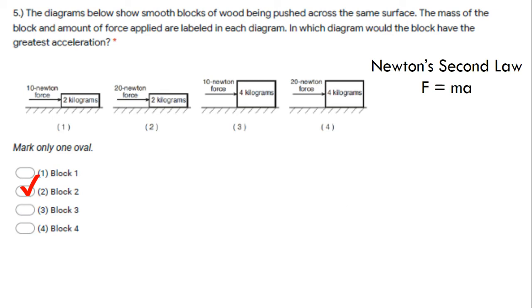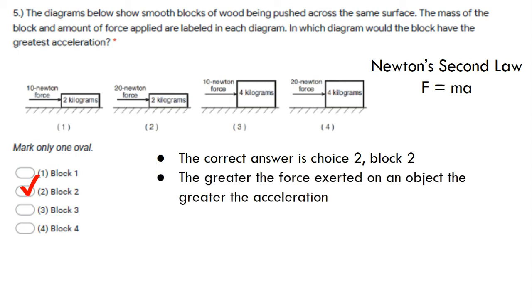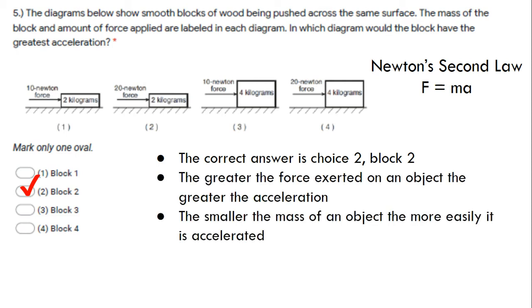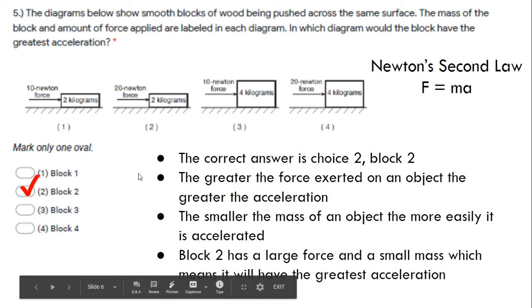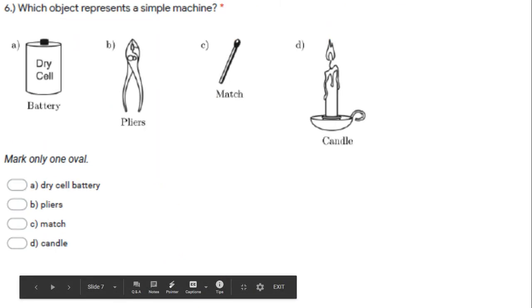This has to do with Newton's second law, F equals ma, force equals mass times acceleration. So the greater the force exerted on an object, the greater the acceleration, and the smaller the mass of an object, the more easily it is accelerated. So block 2, you can see the largest force here is 20, right? So it's either got to be 2 or 4, and now we can see which one has a smaller mass. Choice 2 has a smaller mass than choice 4, so it's got to be choice 2. It has the largest force with the smallest mass, so it means it will have the greatest acceleration of the blocks here.